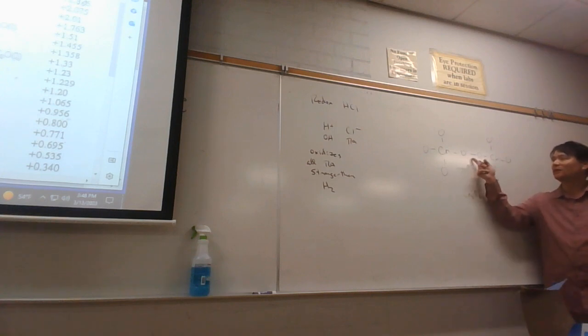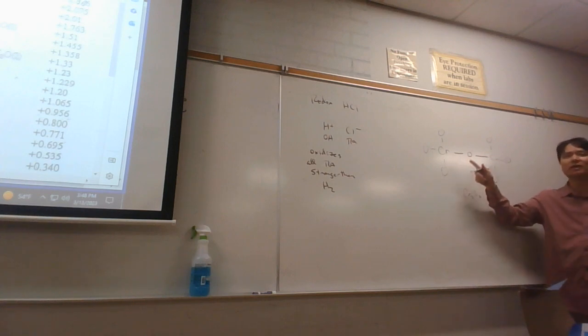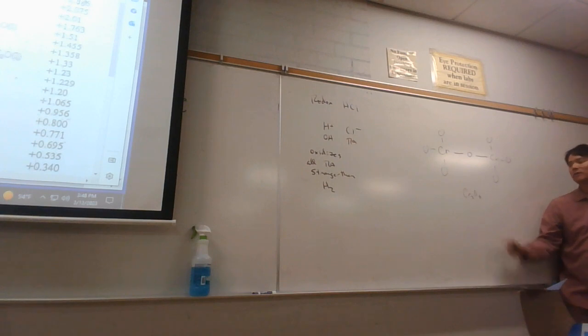Because of this bond here. This bond is called a peroxide bond. Peroxide bonds are really unstable. So what happens is we get rid of one oxygen and put just a single oxygen link here. So it's a Cr-O-Cr. And so this is why it comes out to Cr2O7 rather than Cr2O8.